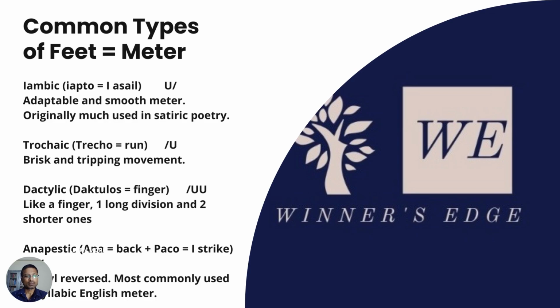Then we've got three syllables in dactylic: stressed, unstressed, and unstressed. Dactylos means finger. So like a finger, it has one long division, the first one, and two shorter ones. You may remember it with finger: one long and two short divisions. And then we have anapestic. Ana is back and paio is strike. So anapestic, that is, striking back the dactyl: unstressed, unstressed, stressed syllable. It's the most commonly used trisyllabic English meter.